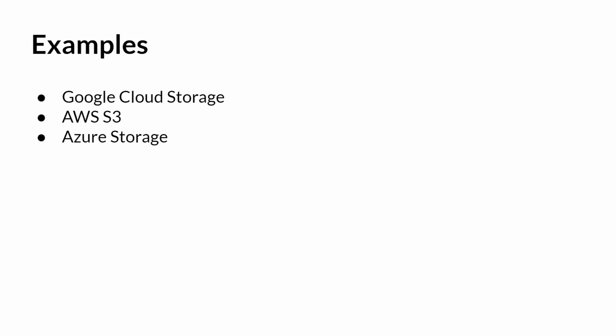So examples of this are for Google, that's the GCS or Google Cloud Storage. You have AWS S3, and then the Azure storage.